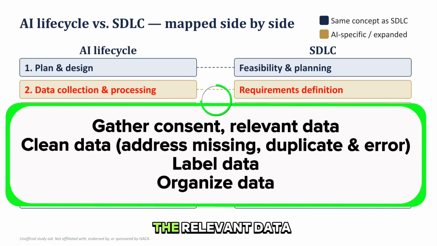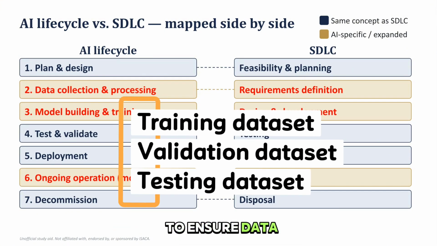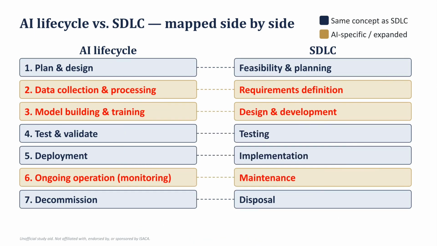In this stage, the relevant data is gathered, cleaned, labeled, and organized for quality. To ensure data quality, the dataset must be separated into 3 groups: training, validation, and testing for cross-validation.